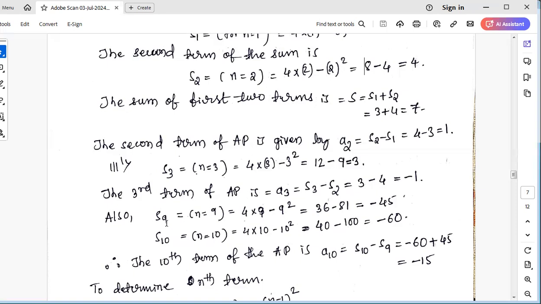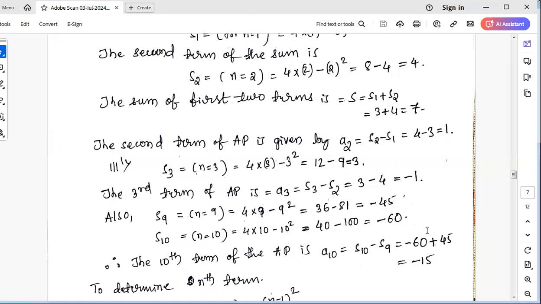Similarly, determine S9 by putting n equal to 9. So this is 4 into 9 minus 9 square. 4 into 9 is 36, minus 9 square is 81. So 36 minus 81 is minus 45. Similarly, determine S10. Put n equal to 10. So 4 into 10 minus 10 square. It is 40 minus 10 square, which is 100. So 40 minus 100 is minus 60.